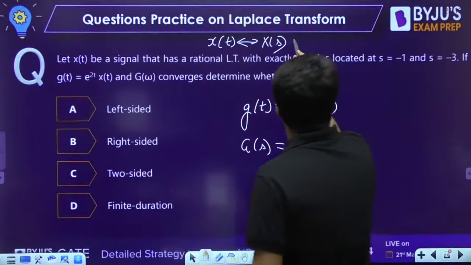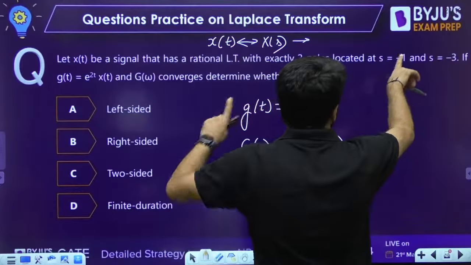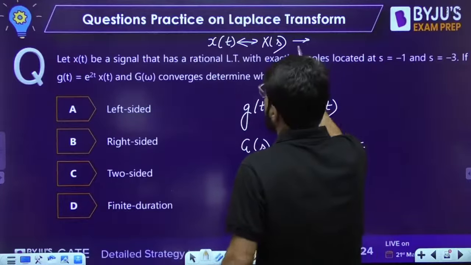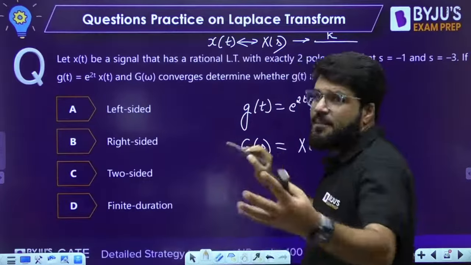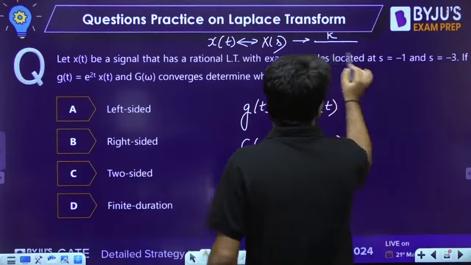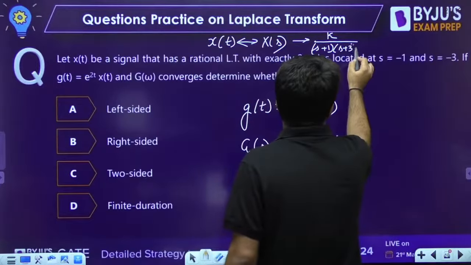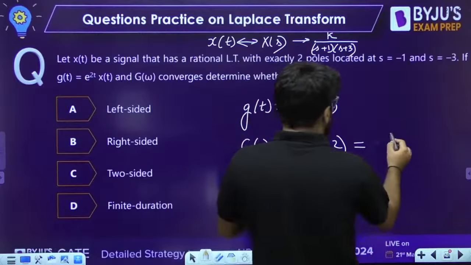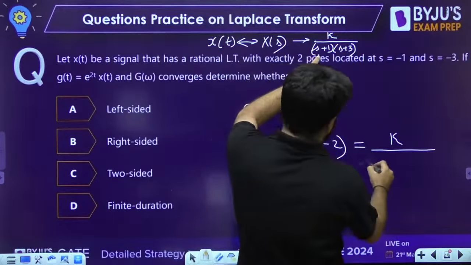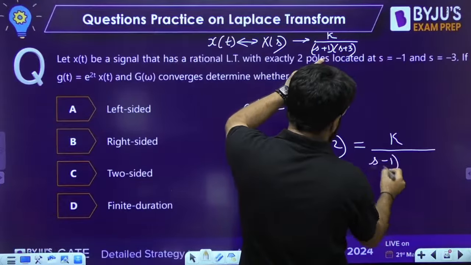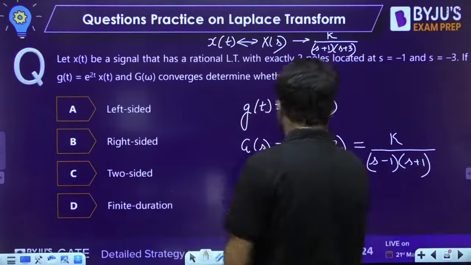Now what is X(s)? x(t) has a rational Laplace transform with two poles located at -1 and -3. There is no zero, so the numerator can be 1 or any number k, but there are two poles at -1 and -3, so the denominator is (s plus 1)(s plus 3). So what is X(s minus 2)? When you replace s by s minus 2, s plus 1 becomes s minus 1, and s plus 3 becomes s plus 1.